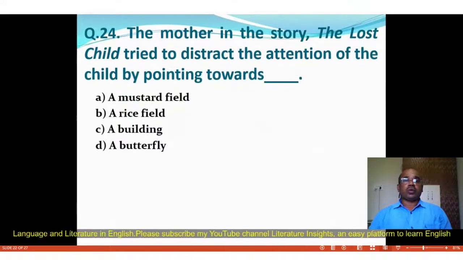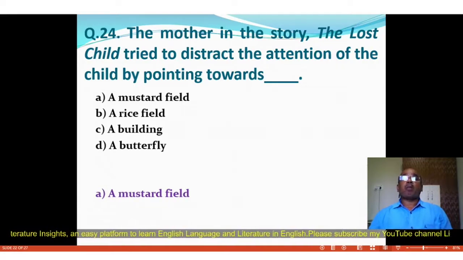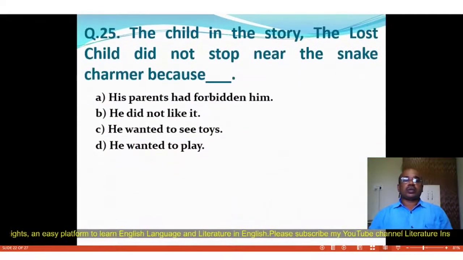Question number 24. The mother in the story, The Lost Child, tried to distract the attention of the child by pointing towards blank. A. A mustard field. B. A rice field. C. A building. D. A butterfly. The correct answer is A. Mustard field. The mother in the story, The Lost Child, tried to distract the attention of the child by pointing towards a mustard field.